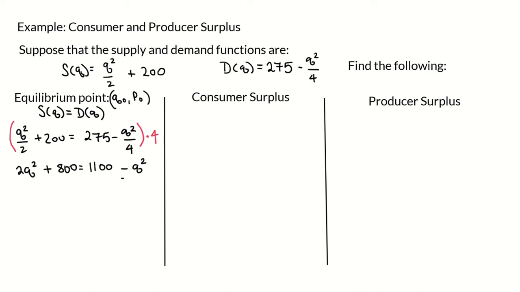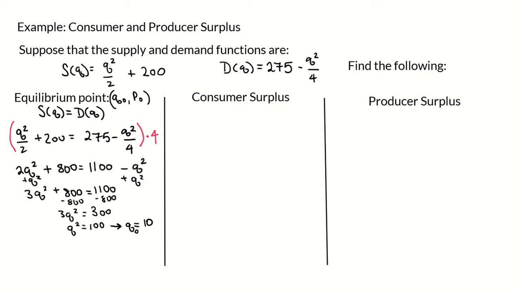And then we want to solve for Q. Add Q squared to both sides, we get 3Q squared plus 800 equals 1,100. Subtract 800. We get 3Q squared equals 300. Divide by 3, Q squared equals 100. And we get that our Q value, square root of 100, is 10. So Q equals 10. This is our Q naught value.